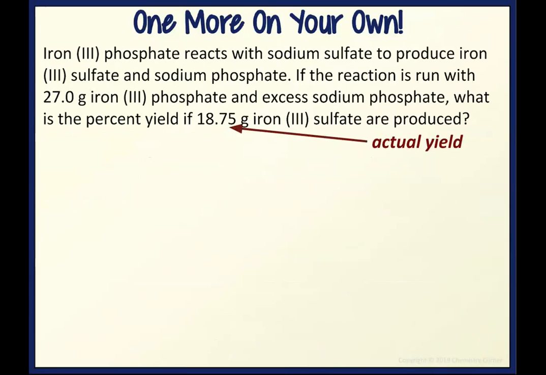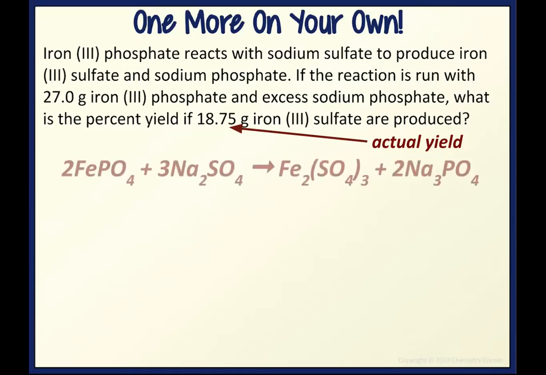And then there's our actual yield, and we're looking for percent yield here. This time we're going back to our original. So here is our balanced equation. Here's iron 3 phosphate, FePO4, and sodium sulfate, Na2SO4. And then they switch, and the iron goes with the sulfate, so it becomes Fe2(SO4)3, and the sodium goes with the phosphate, so Na3PO4, and then balance the equation by putting these coefficients in front. So there's the balanced equation.